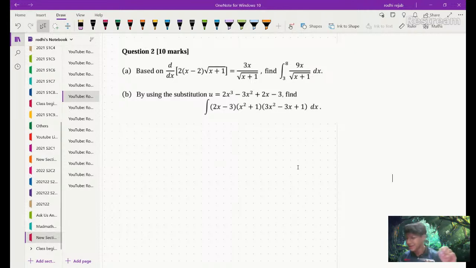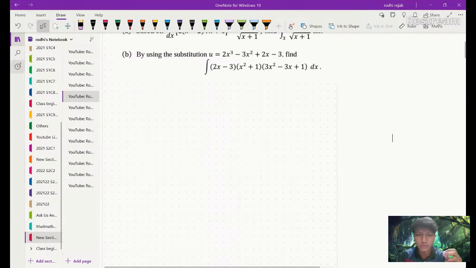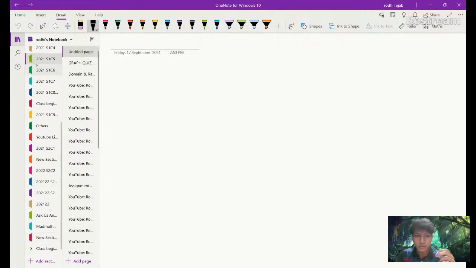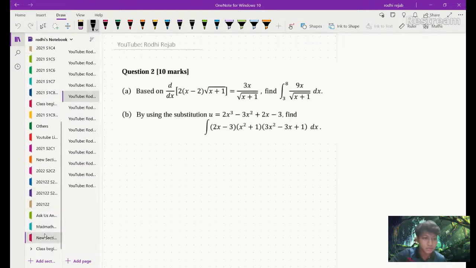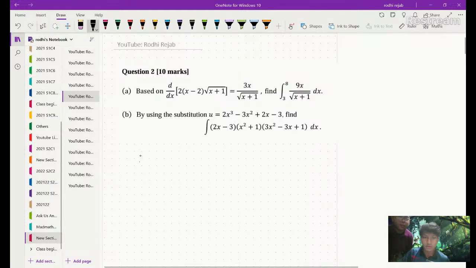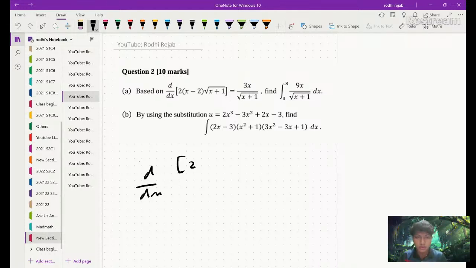Okay, so based on this question, we have 2x minus 2 over square root of x plus 1 is equal to 3x over square root of x plus 1.